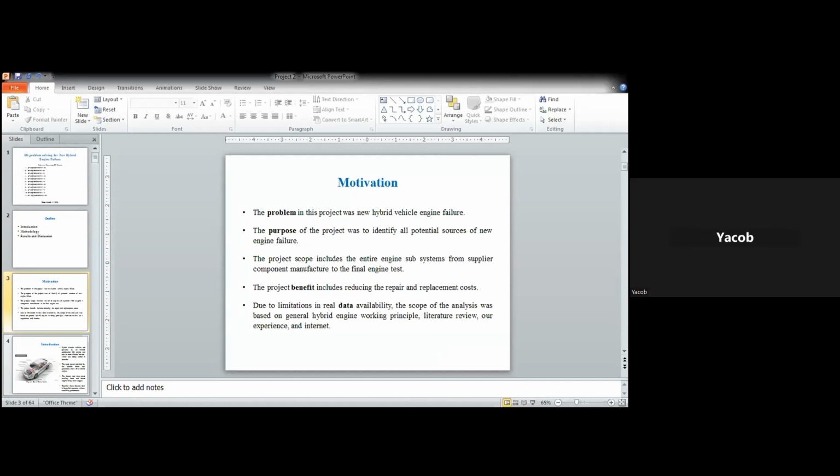new engine failure. The scope includes the entire system from the supplier up to the manufacturer up to the final engine testing. The project benefits in reducing the repair costs. Due to limitations in real data, the scope of data analysis was based on general working principle literature and the experience that we have.